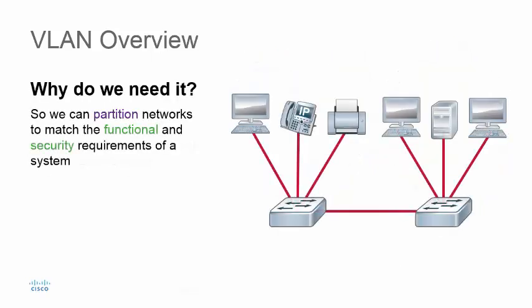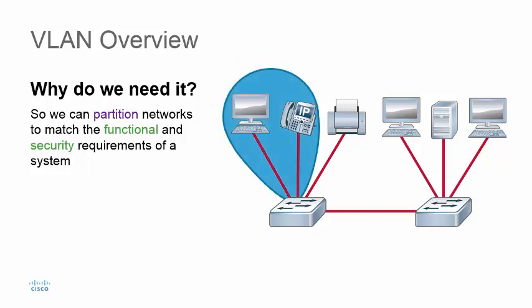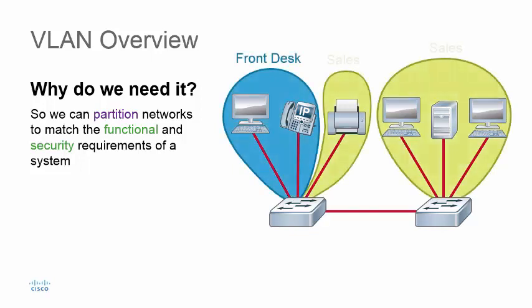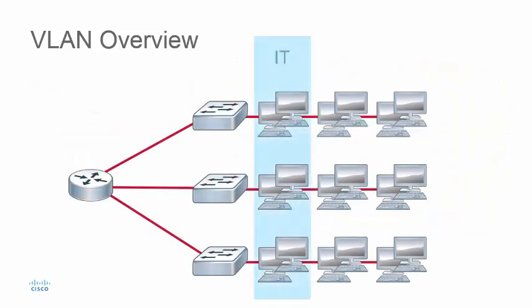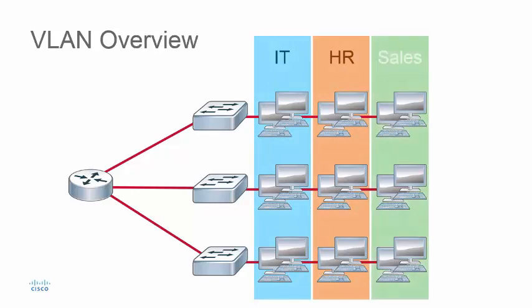But why do you need a VLAN? Well, VLANs allow network administrators to partition their networks to match the functional and security requirements of their systems. This way, they don't have to run new cables or make major changes in their current network infrastructure. So a VLAN is a group of end stations that are independent of their physical location.